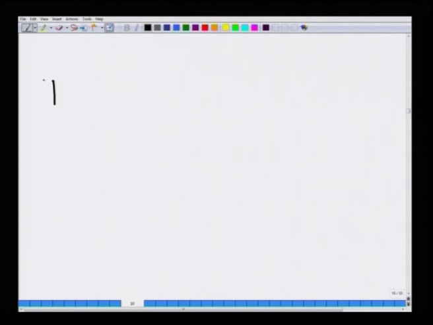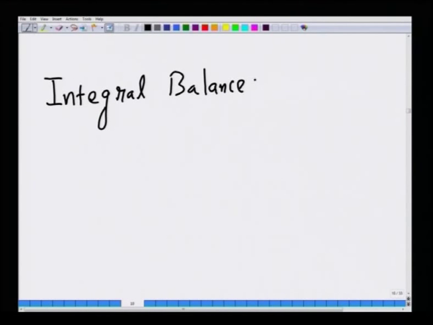Welcome to this lecture number 28 on this NPTEL course in fluid mechanics for chemical engineering undergraduate students. So far in this course, we have discussed two major approaches towards analyzing fluid flow problems that occur in chemical engineering. One is the integral balances, or macroscopic balances.